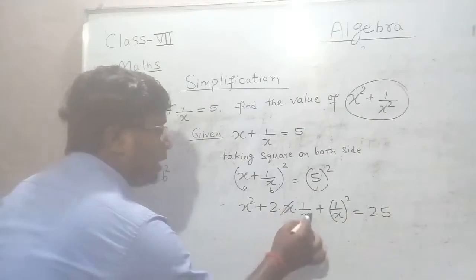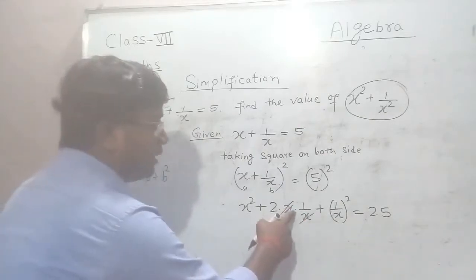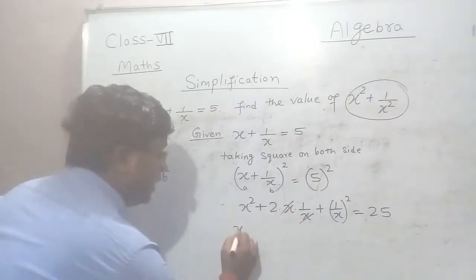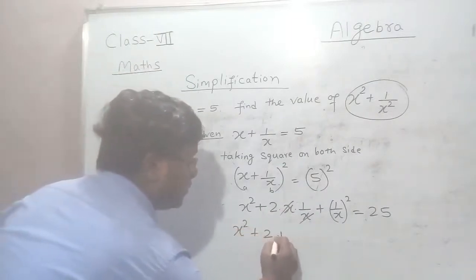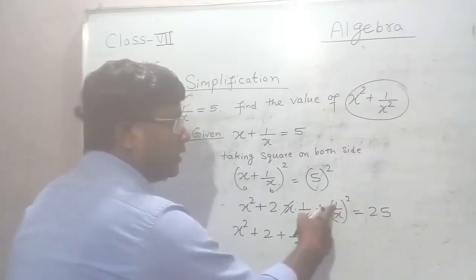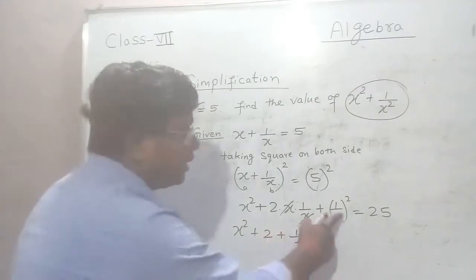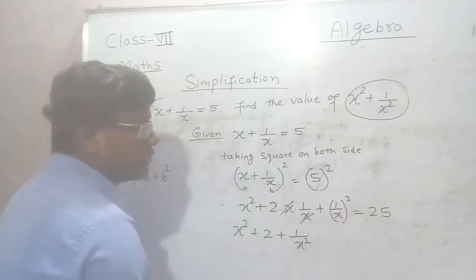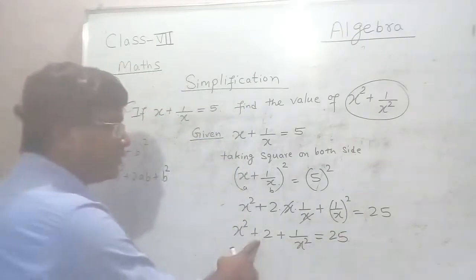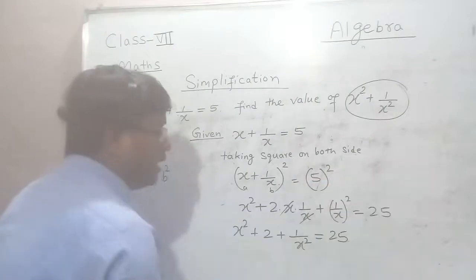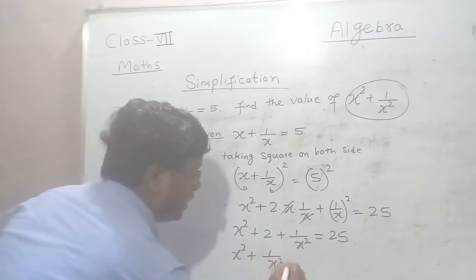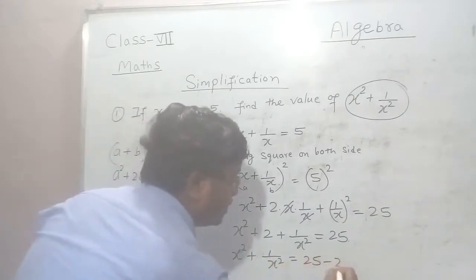Here x and x cancel because it is a multiplication, one is in the numerator and the other in the denominator, so it is cancelled. So what we got here is x square plus 2 plus 1 upon x whole square. This square is for 1, so 1 square is 1, and it is also for x, so x square, is equal to 25. Now here 2 is plus, transfer to the right hand side, so we get x square plus 1 upon x square is equal to 25 minus 2.